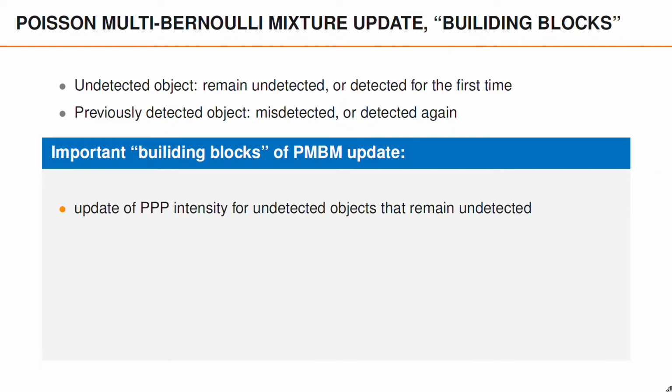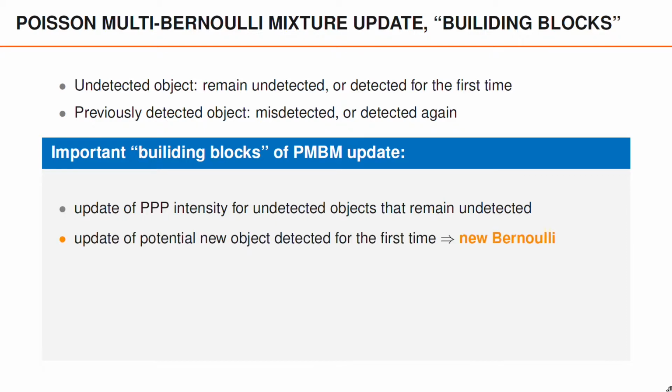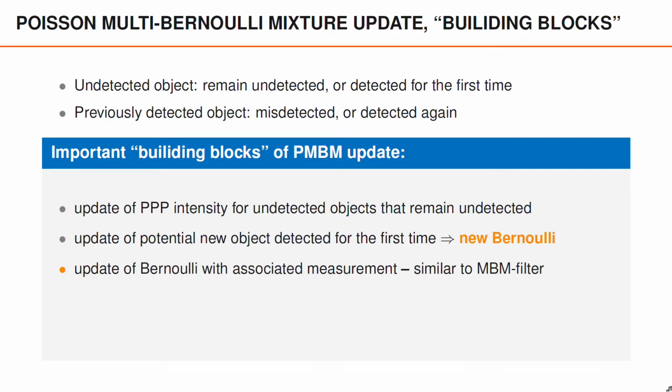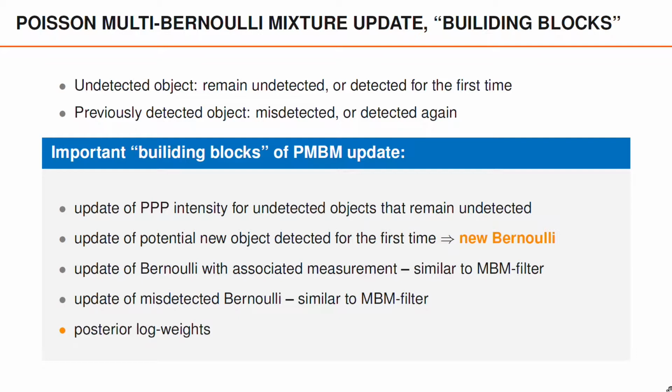The first is the update of the Poisson point process intensity for the undetected objects that remain undetected. The second is the update of a potential new object. In other words, an object detected for the first time. And this will give us a new Bernoulli. Then we have the update of a Bernoulli with an associated measurement. This is similar to what we had in the MBM filter. And there is also the misdetection update for a Bernoulli. And again, this is similar to the MBM filter. And lastly, we have the posterior log weights.